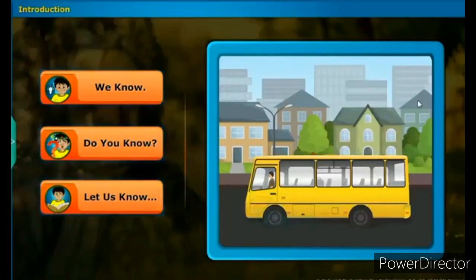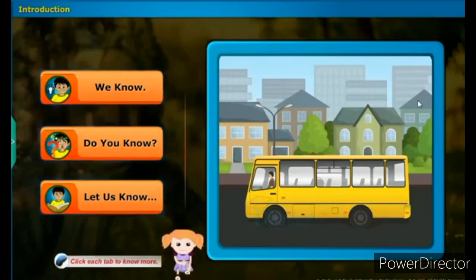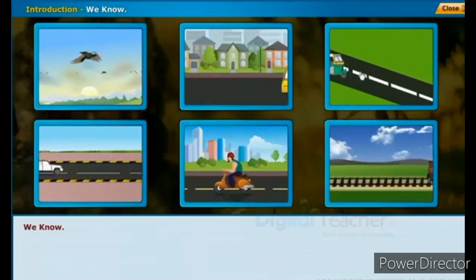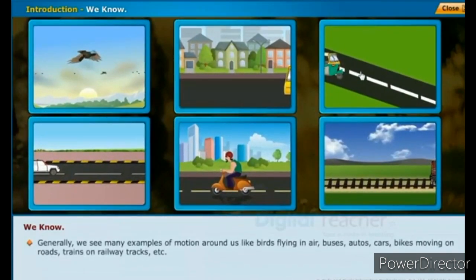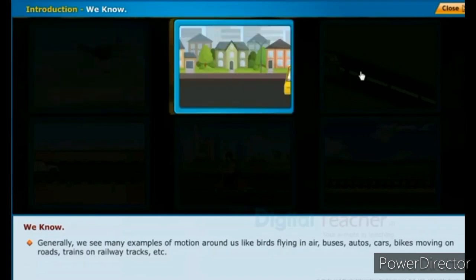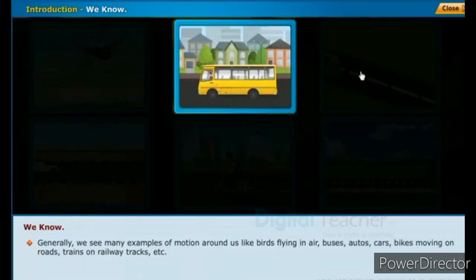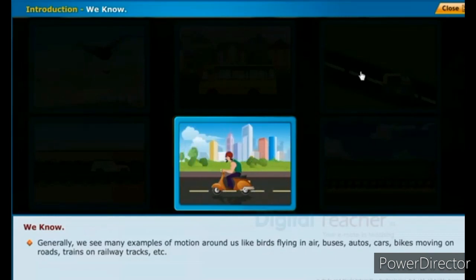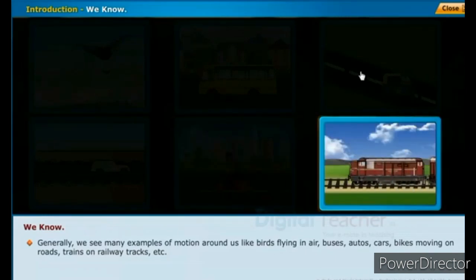Introduction. Before entering into the chapter, follow the instructions shown on the screen. Click each tab to know more. Generally, we see many examples of motion around us, like birds flying in the air, buses, autos, cars, bikes moving on roads, trains on railway tracks, etc.